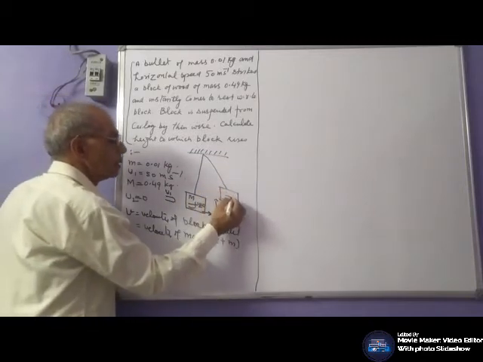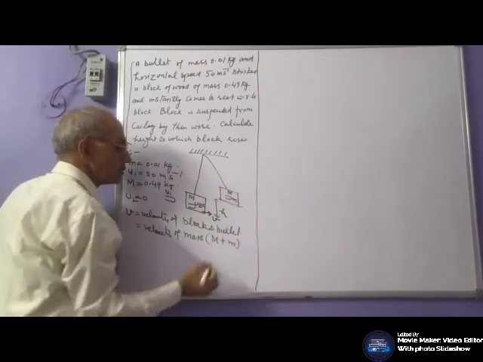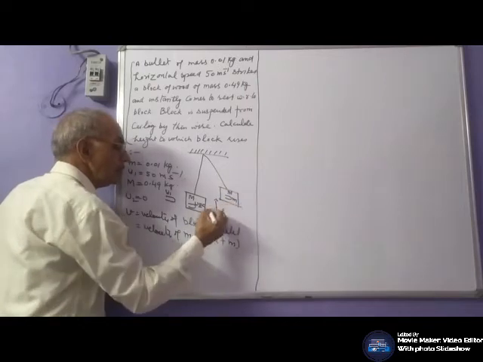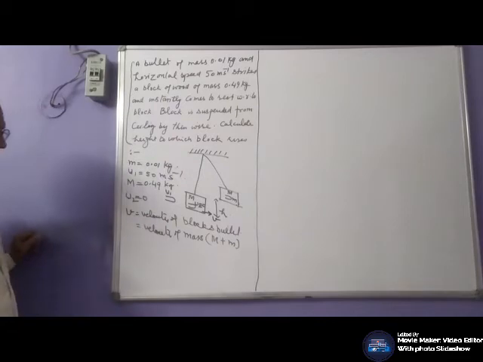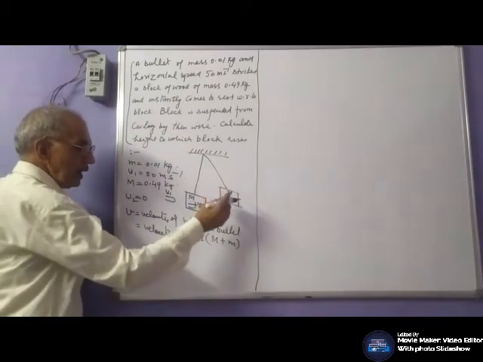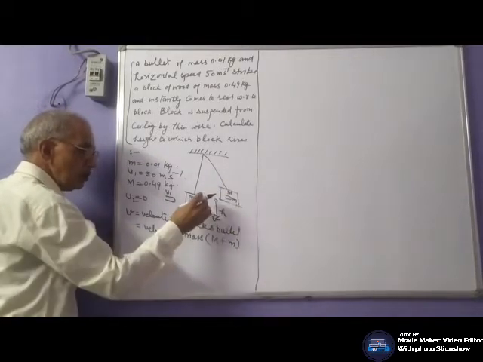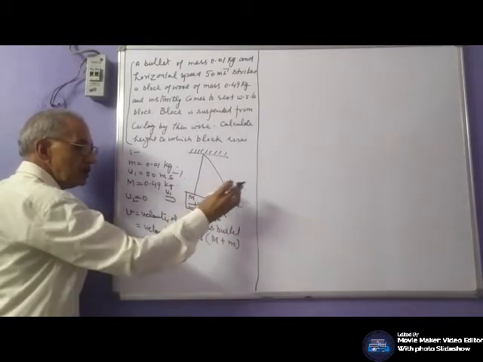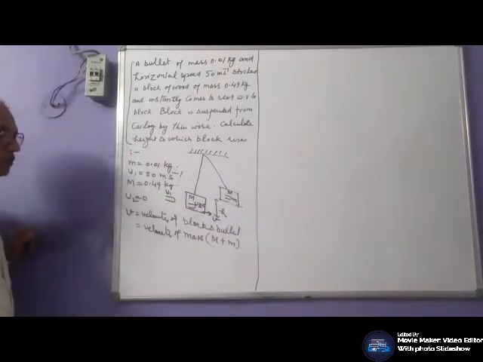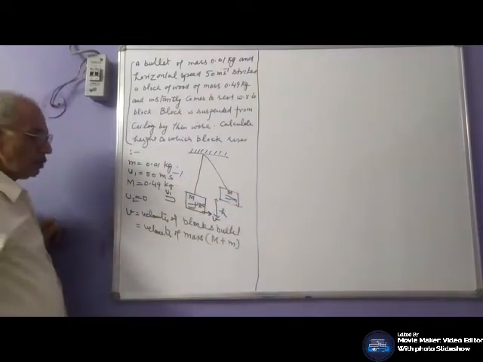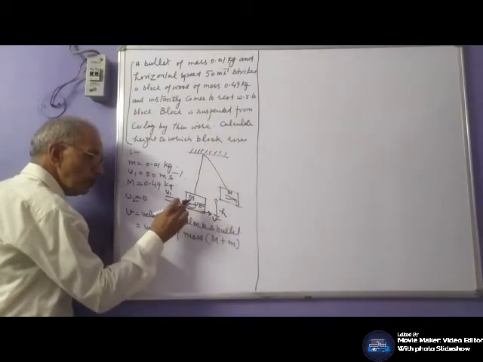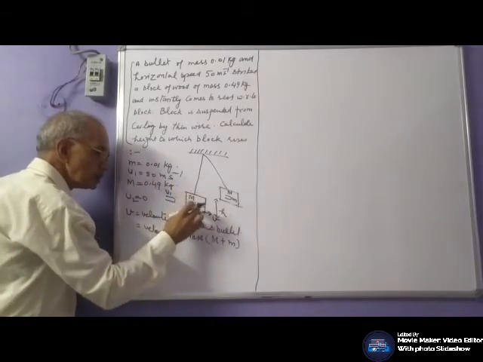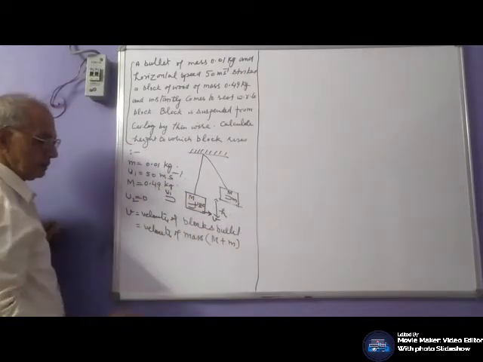ये बुलेट, ये मास, ये कई हाइट पर पहुंचकर कहाँ आ जाएगा? रेस्ट में। तो हाइट कैसे आएगी? Total mass g h is equal to total mass, kinetic energy will shift into potential energy. So what we have to find? We have to first find the velocity of this block when the bullet hits.